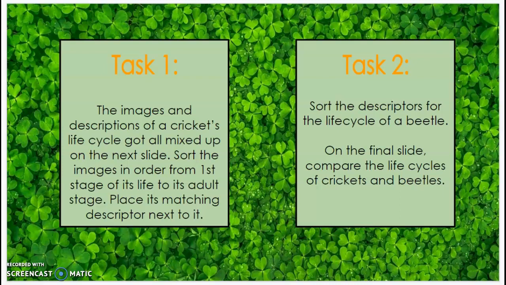So here are your tasks. Task 1: the images and descriptions of a cricket's life cycle got all mixed up on the next slide. Sort the images in order from the first stage of its life to its adult stage, placing its matching descriptor next to it, so just the words next to it. The second thing you have to do is sort the descriptors for the life cycle of a beetle. And then on the final slide, compare the life cycles of crickets and beetles.